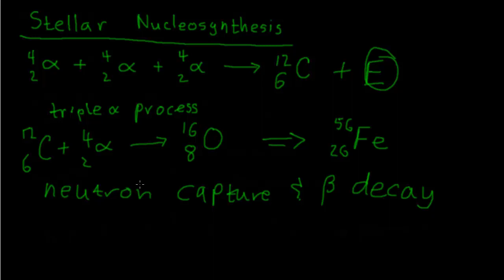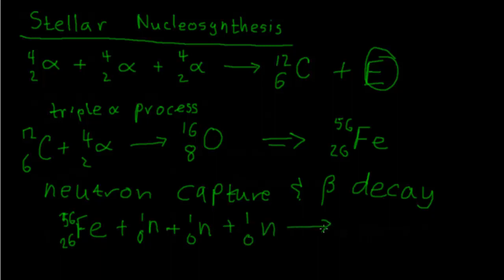So what happens now? Let's imagine we have an iron nucleus somewhere inside this star. So here's an iron nucleus somewhere inside the star. This has a mass number of 56 and has 26 protons in it. In this case, we're going to let this iron collide with 3 neutrons. So there's 1 neutron, 2 neutrons, 3 neutrons. These neutrons are going to be captured by this iron particle.